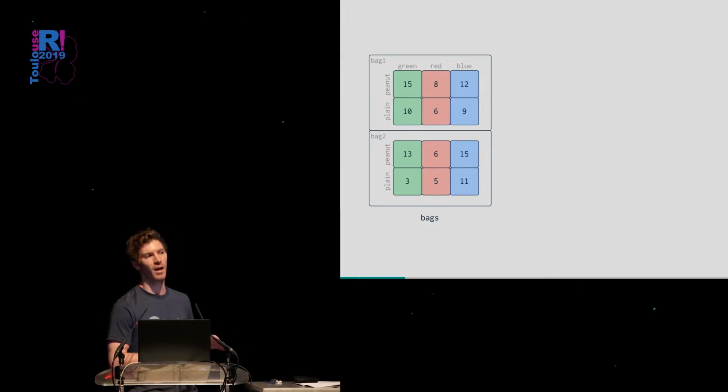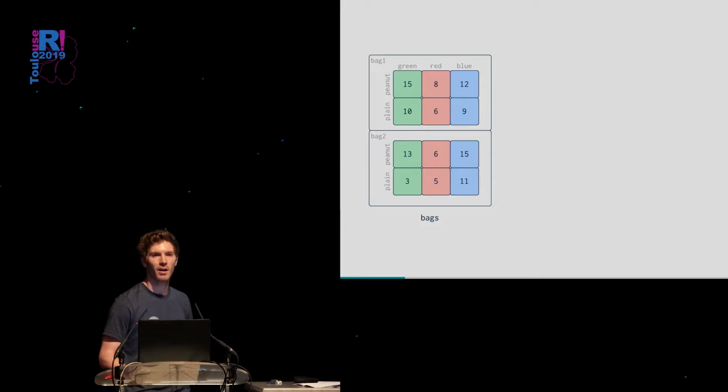But that's really nothing scary. Here, we just have 2 bags of M&Ms. On the top panel is the bag that we've been working with already. On the bottom panel is our second bag that just has new counts. It's still plain and peanut M&Ms, still green, red, and blue ones.